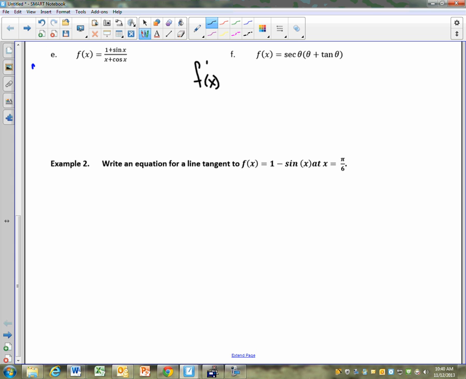F prime of x is equal to, what's the derivative of secant? Secant of theta tangent of theta times the second part left alone, which is theta plus tangent of theta. Plus, now I leave the front part alone, secant of theta, and I take the derivative of theta. What's the derivative of theta? 1. It's just like the derivative of x is 1, derivative of theta is 1, plus secant squared.